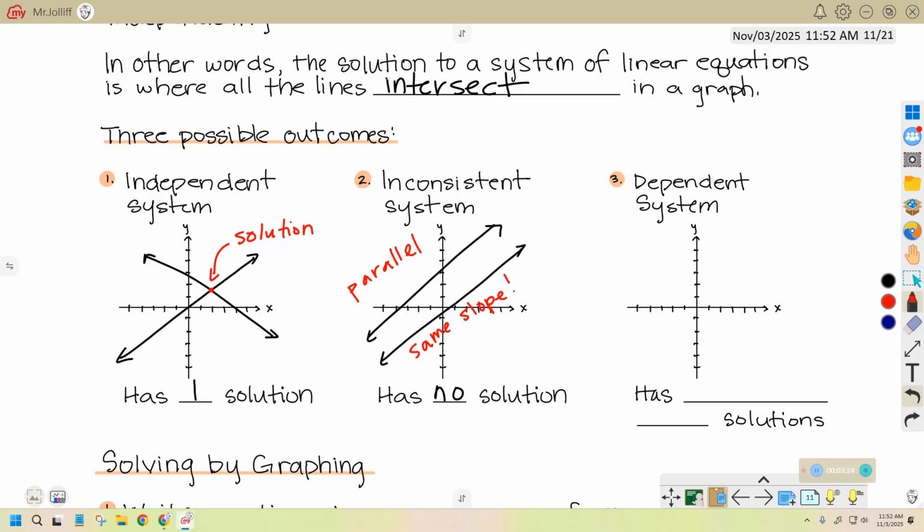So if I am looking at a system of equations that are written in slope-intercept form, and I see the same slope, but different y-intercepts, I know that I'm here without having to do any math. Because lines that have different intercepts, but have the same tilt, are never going to cross.